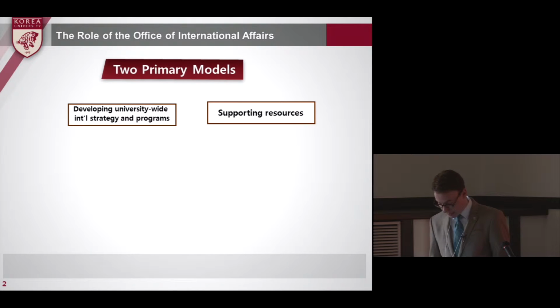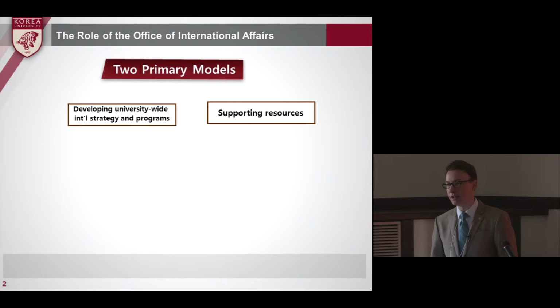So to start at the beginning, back in 2005, Korea University began to invest very heavily in the Office of International Affairs. Before that, it was a very small operation that dealt mostly with a few international students and some language programs. However, after our centennial celebration in 2005, the office started to grow and the work started to really increase. And as the work increased, we reflected on our work and asked: what is the role of the Office of International Affairs in relation to the rest of the university?